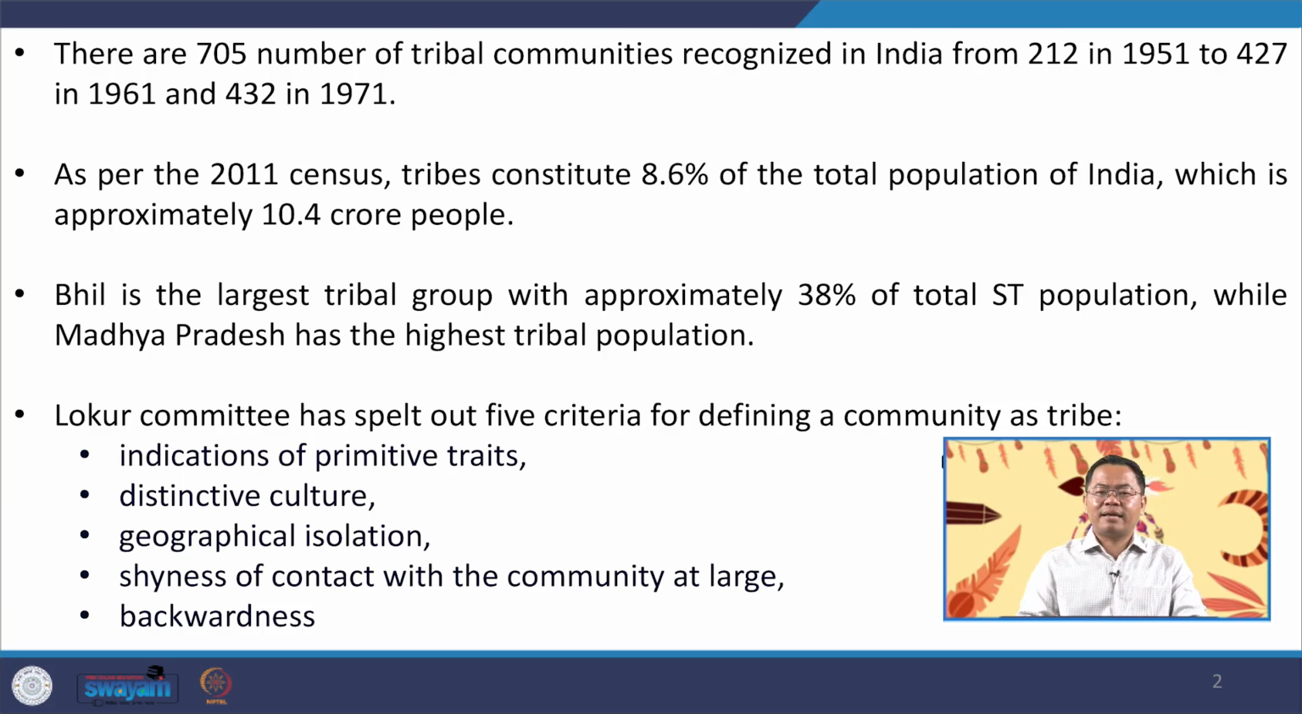Now, what is the criteria that is being used to identify a community as a tribe in India today? There are 5 criteria which are being used. One is the indication of primitive traits, second is distinctive culture, third is geographical isolation, fourth is shyness of contact with the community at large, and the fifth is backwardness. I will come to these criteria and explain a little bit about them.